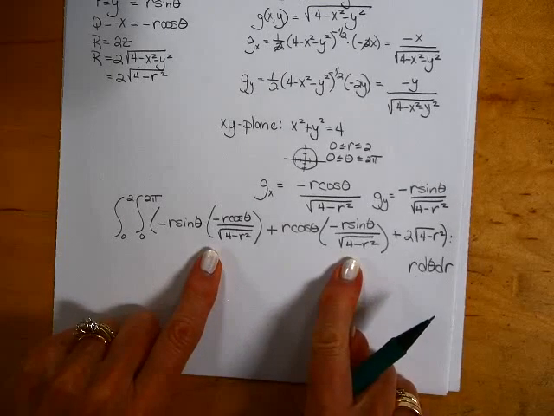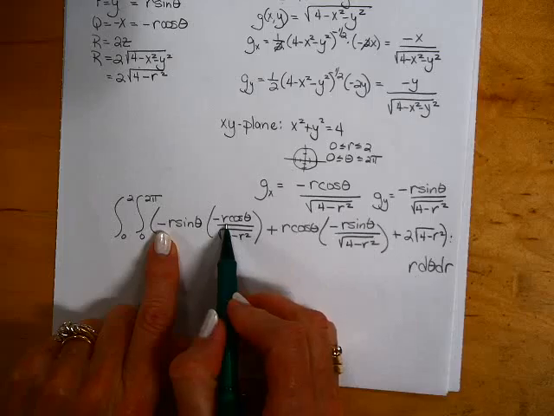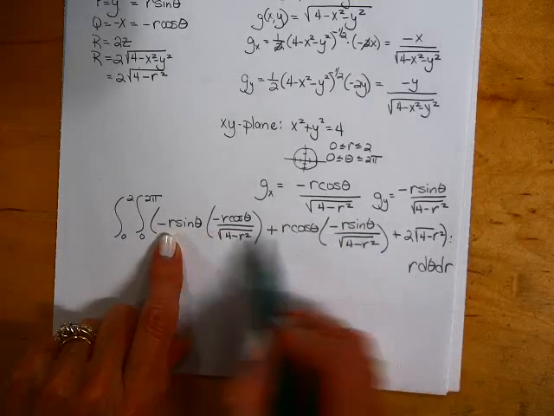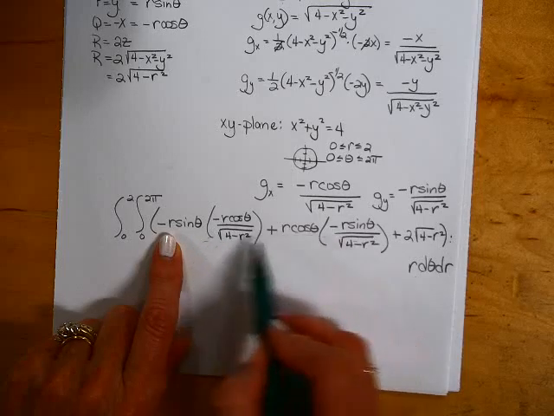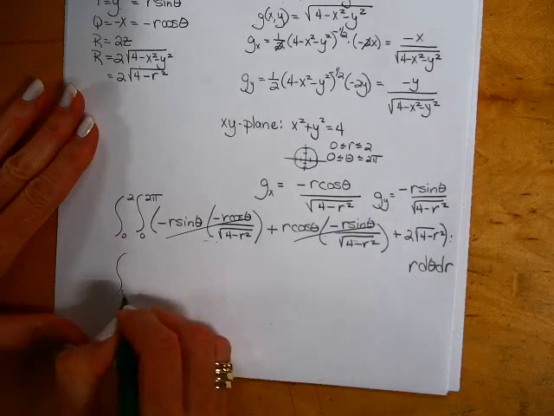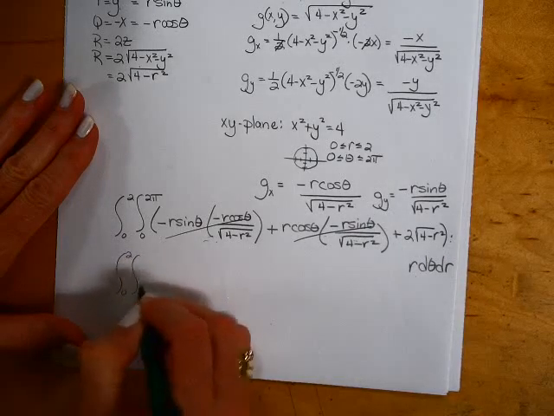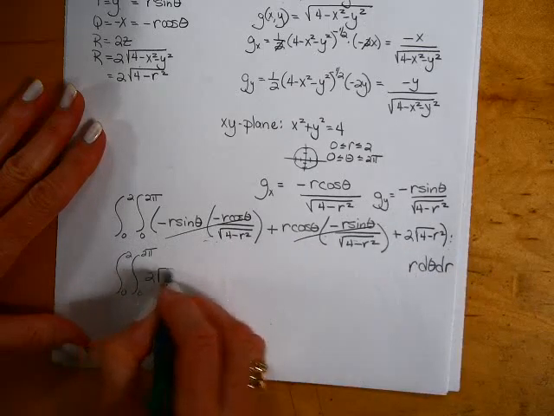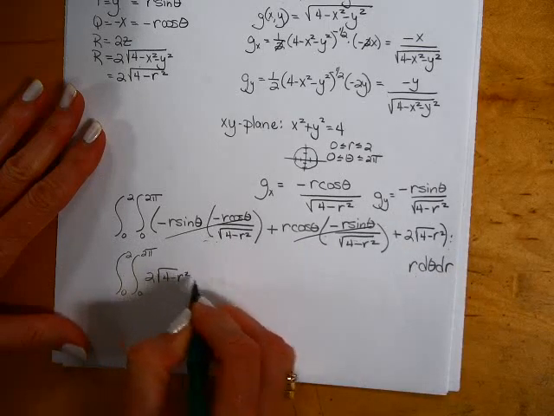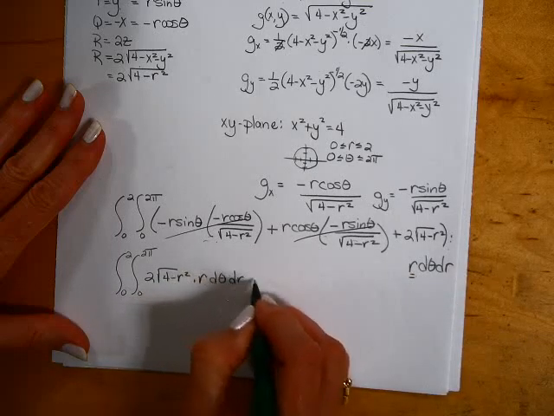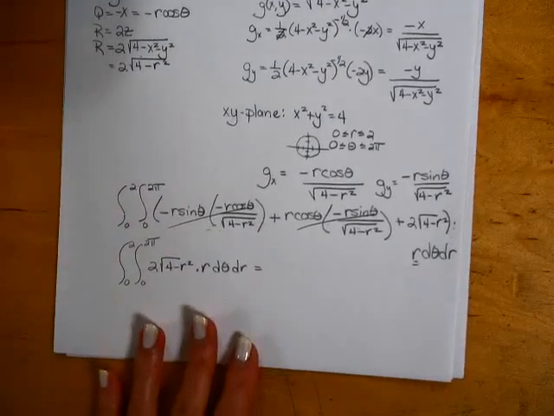Now if I look at this, that's positive r squared sine cosine, that's negative r squared sine cosine. These two terms are going to zero out because they're exactly alike. So that and that zero out. Now I have 0 to 2, 0 to 2 pi, and I'm integrating 2 times the square root of 4 minus r squared times my extra r, d theta, dr. And that turned out not to be quite so bad.